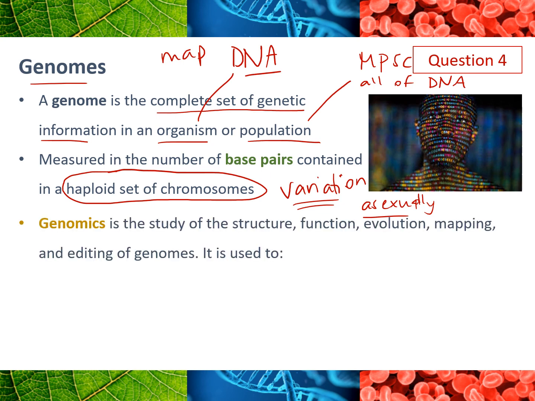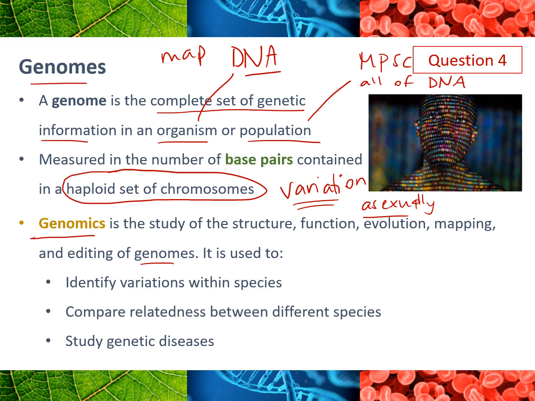This is studied in a field called genomics. Okay, so genomics is basically the study of genomes, and it's a really important field of study. It can be used, obviously, to look at the variations within a species. So, for example, within humans, what is all of the different genetic variation that we have? We can use that then to compare how closely related two species are. So, for example, we know that humans are about 98% genetically the same as chimpanzees. Okay, and we only know that through genomics.